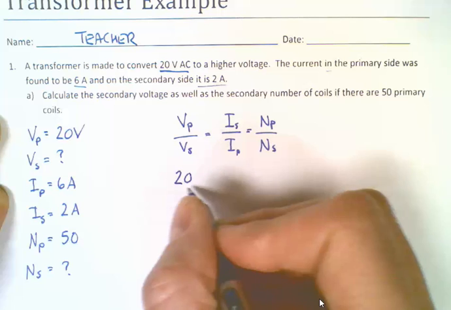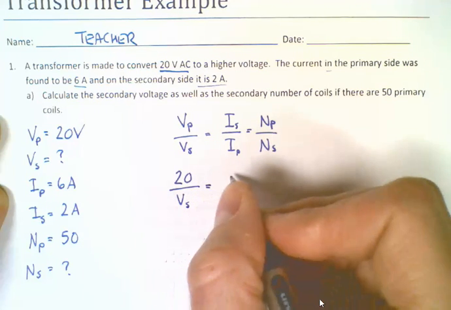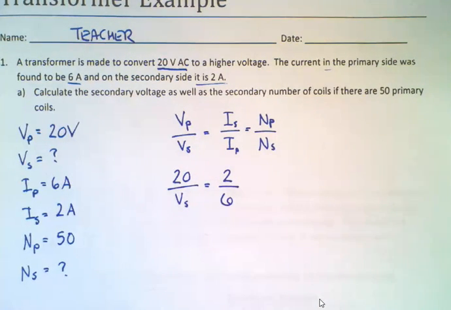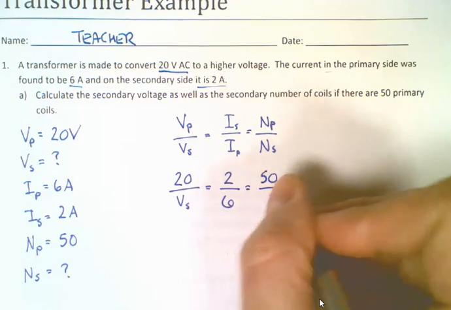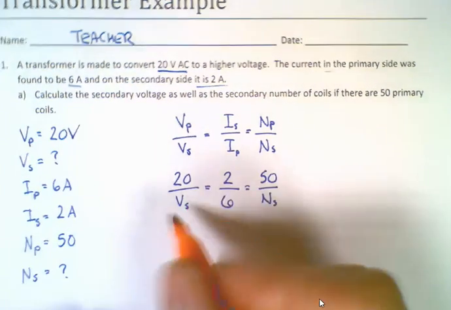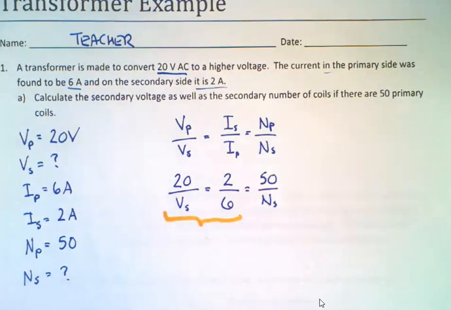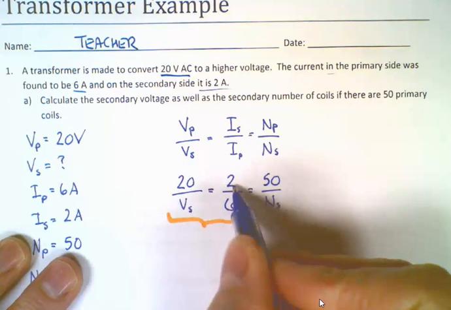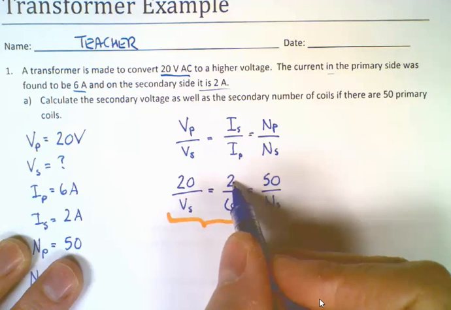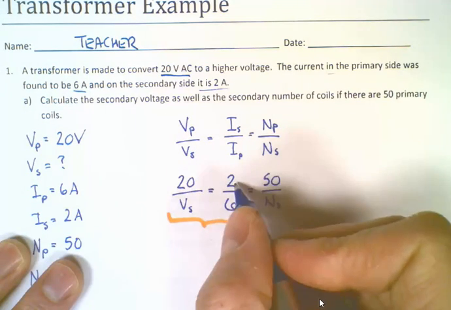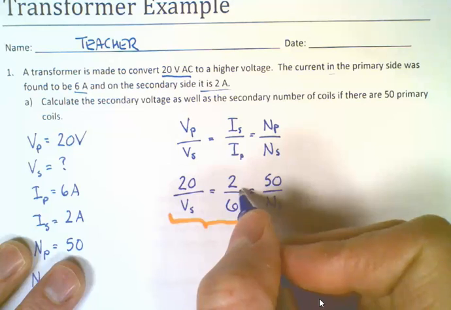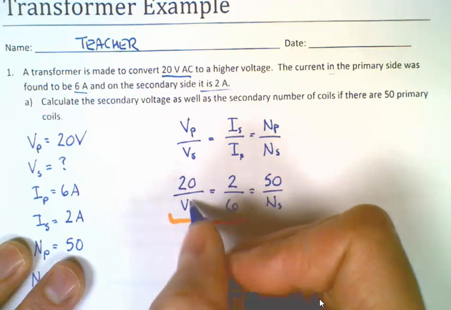So we have 20 volts over VS equals 2 amps over 6. I'll also put a 50 over NS. What you can see here is that we just have a ratio of 1 to 3, right? 2 to 6 is the same as 1 to 3. So 6 divided by 2 is 3, so 2 times 3 is 6. So the current is going up by a factor of 3 in this ratio, which means this must go up by a factor of 3.